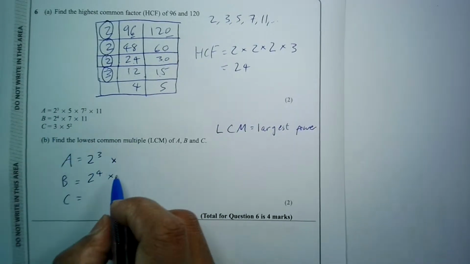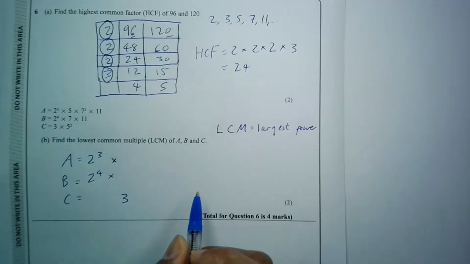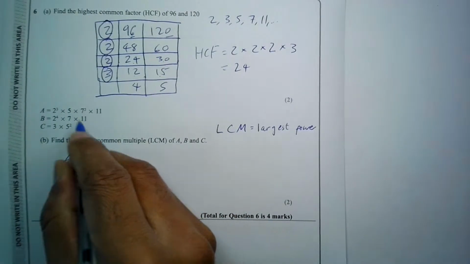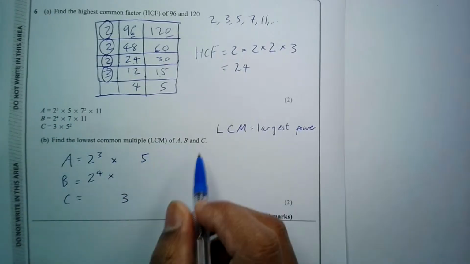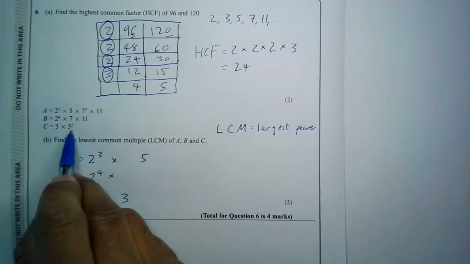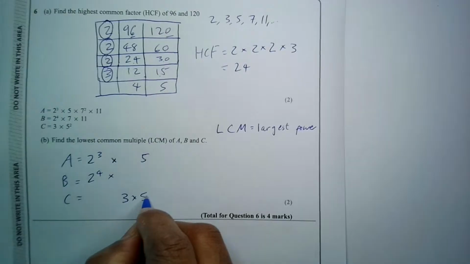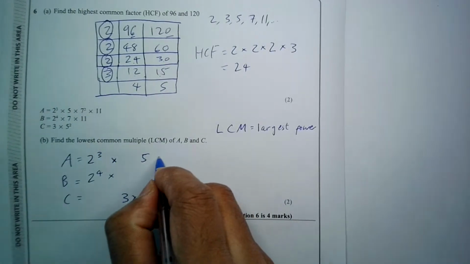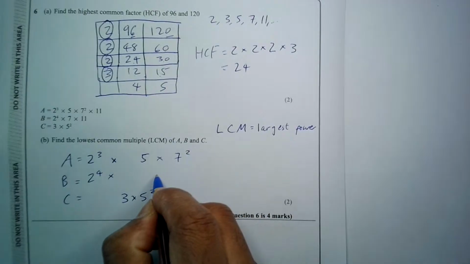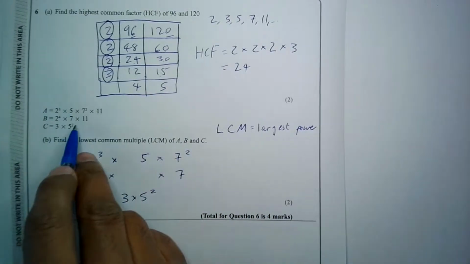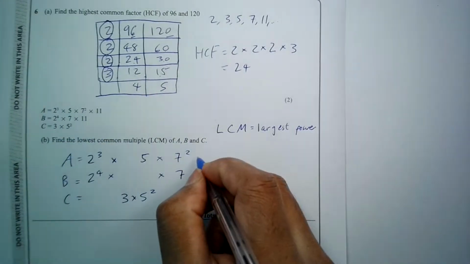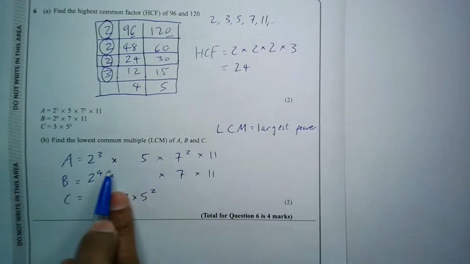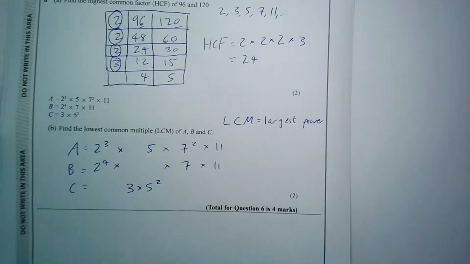The next one is 3, so C has 3 here. There's no 3's for the others. The next one is going to be 5, because 5 is the next prime number. There's no 5 there. This is 5 squared. The next one is 7 squared, and then you've got 7. There's no 7 here. The next prime number is 11, and 11. So I've spaced them out just to make it clear for you.